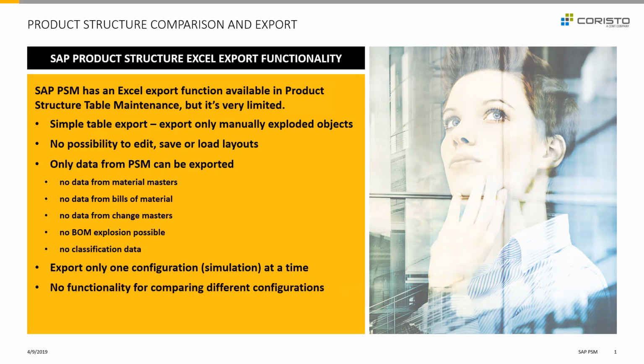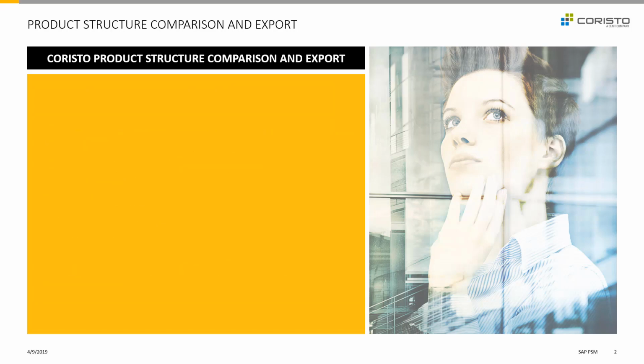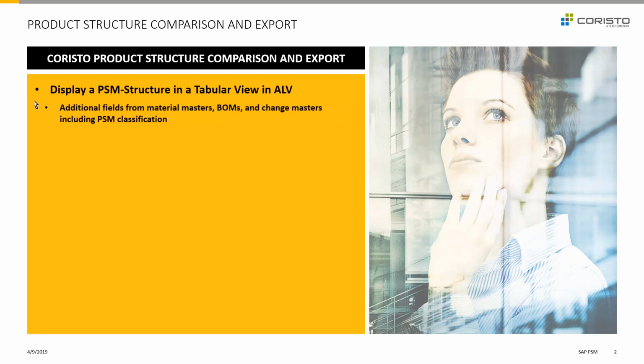These are all points where we fill in with the product structure comparison and export, which, as mentioned, not only offers us Excel export, but also the display of the product structure in the SAP ALV table view with additional fields from material masters, BOMs and change numbers, as well as classification data. With the added option to design and use layouts, dissolve BOMs, and display their positions in the structure.